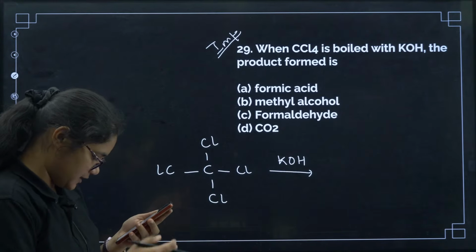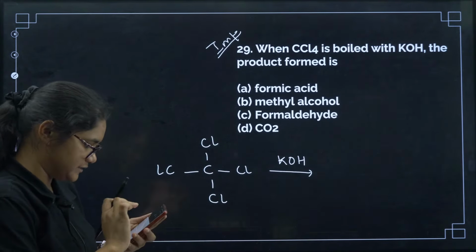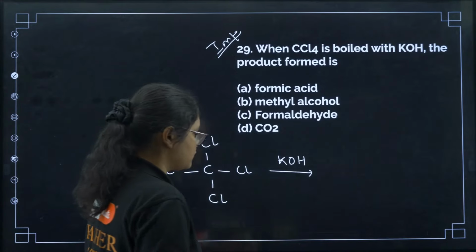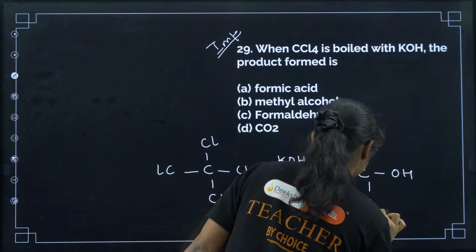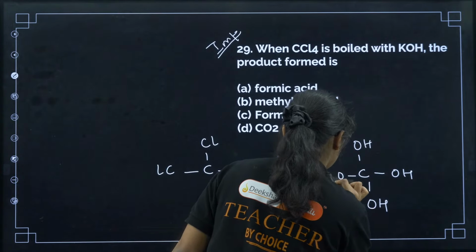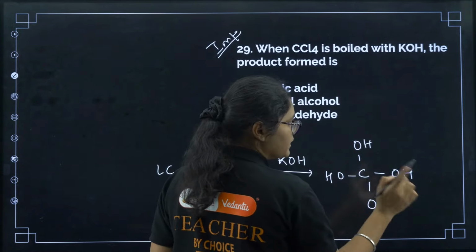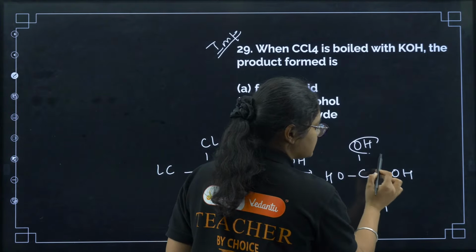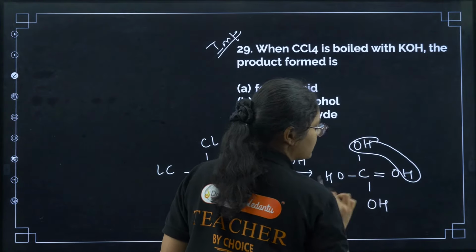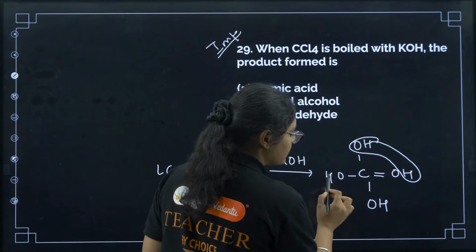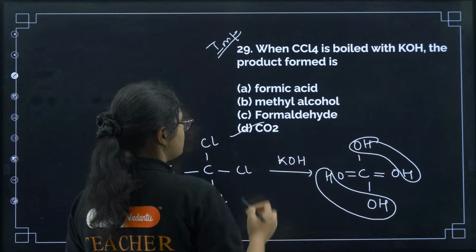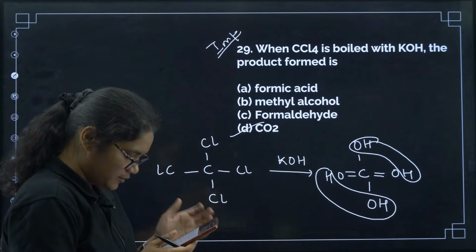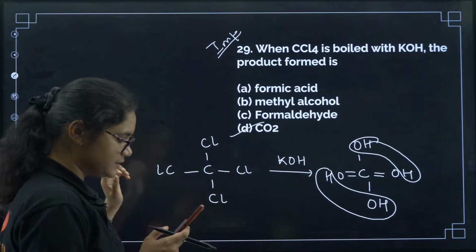Yes, Sagufta is correct for the 29th question as well. Okay, so what happens here? See, all of this first gets replaced with OH. Now you know on one carbon 2 OH is not possible. So what happens? There is dehydration, H2O is removed and a double bond with O is formed. Similarly here also it is not possible, H2O is removed and a double bond is formed. So CO2 is the correct answer. Okay, those who are saying D, it is the correct answer.